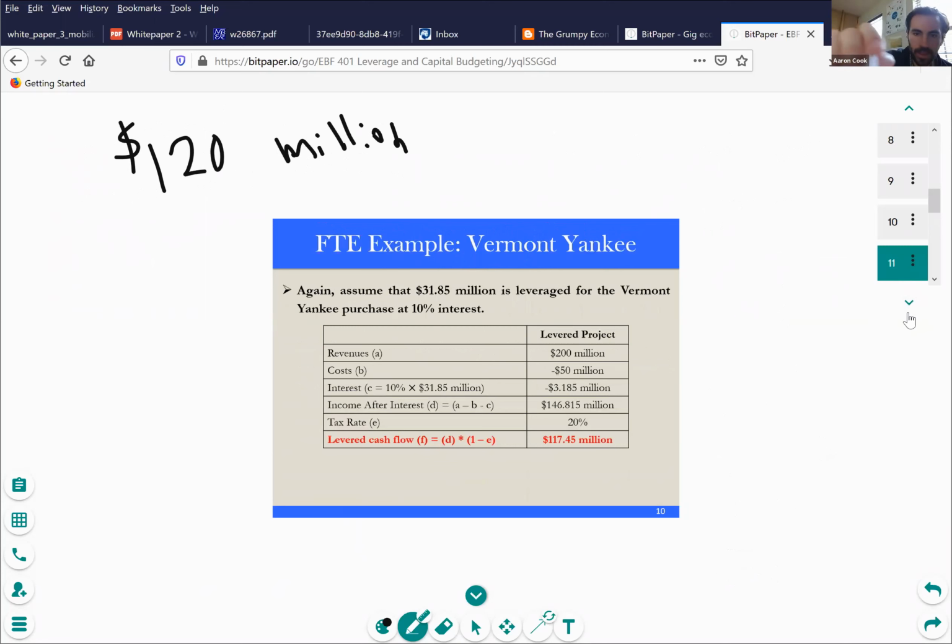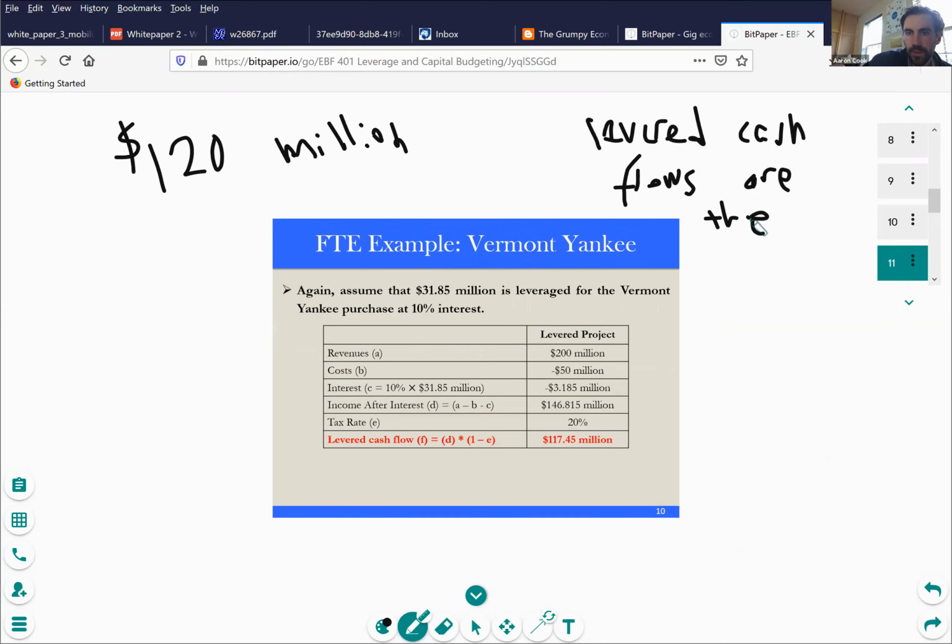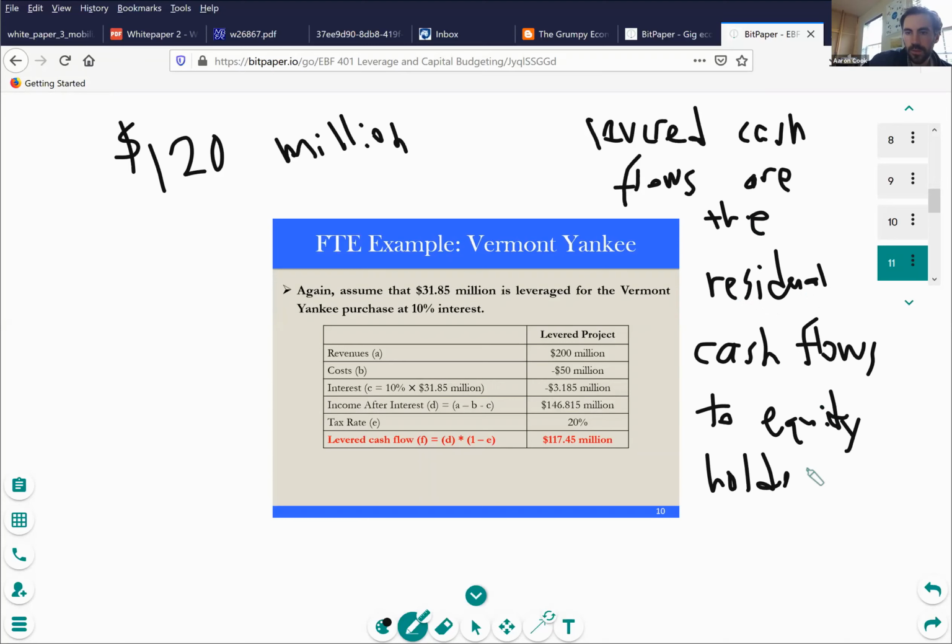Technically speaking, the levered cash flows are the residual cash flows to equity holders. So you're going to subtract off the flows of cash that go to bondholders. You're going to subtract those off first before you calculate what the equity holders earn in return for their investment. So the revenues and the costs are the same. We're going to assume a 10% cost of debt, or a 10% interest rate.